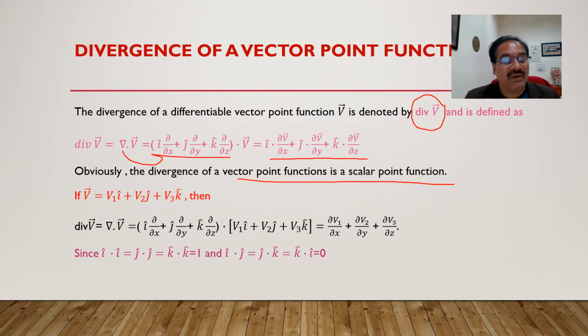So if vector v is equal to v1 i plus v2 j plus v3 k, then divergence of v is equal to del dot v, which means del v1 by del x plus del v2 by del y plus del v3 by del z. Since i dot i is equal to j dot j is equal to k dot k is equal to 1, as we know, and the dot products i dot j, j dot k and k dot i are equal to 0.